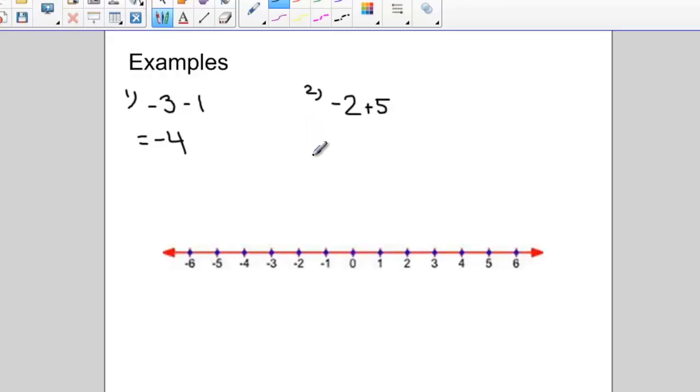So if I try another question, like -2 plus 5, well, I find -2 on my number line. And then now that I'm adding, I'm moving to the right 5 spots. 1, 2, 3, 4, 5. -2 plus 5 is equal to +3. We'll try one more example. 3 take away 7. So I find 3 on my number line, and I'm subtracting 7, so I'm going down 7.